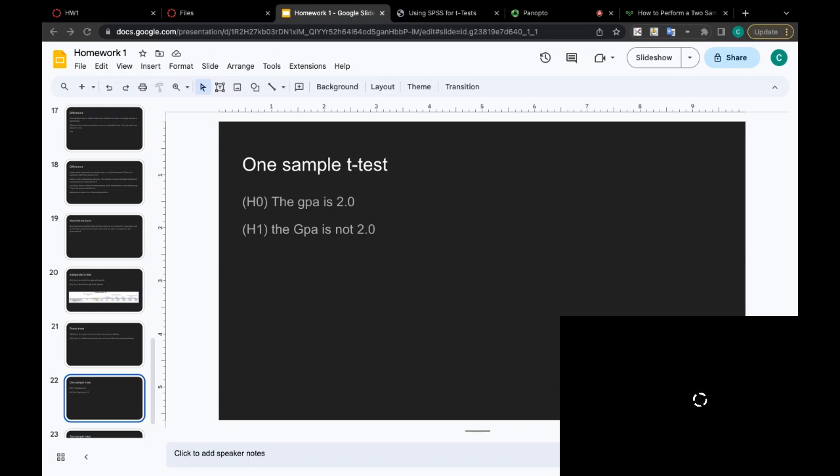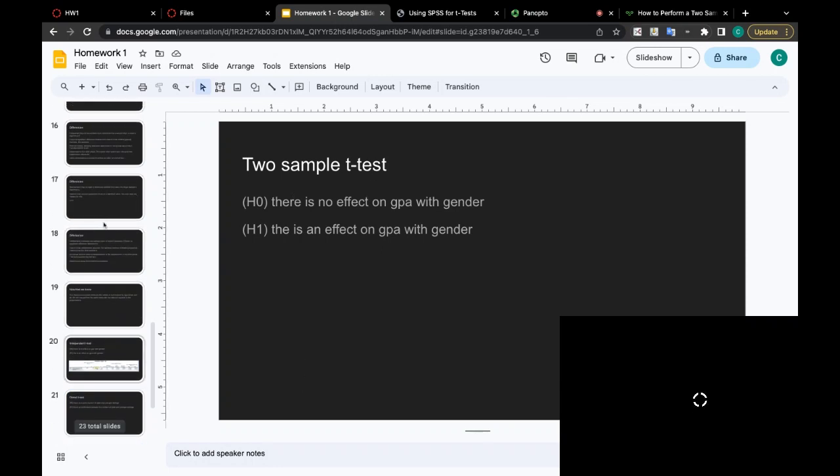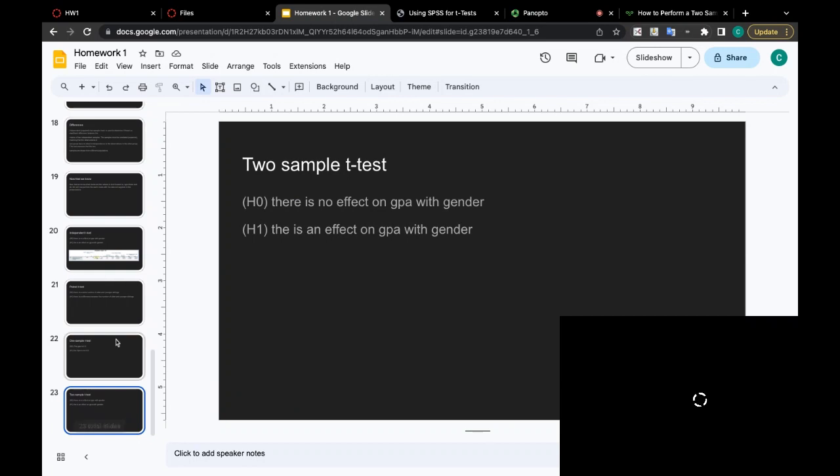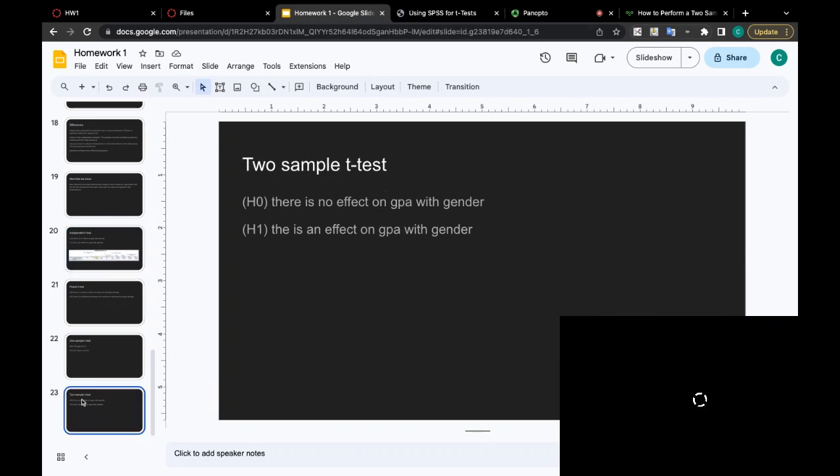Alrighty, that was my presentation. And two-sample t-test, since that's the equivalent same answer as independent t-test, we can use the independent t-test example for the two-sample t-test.